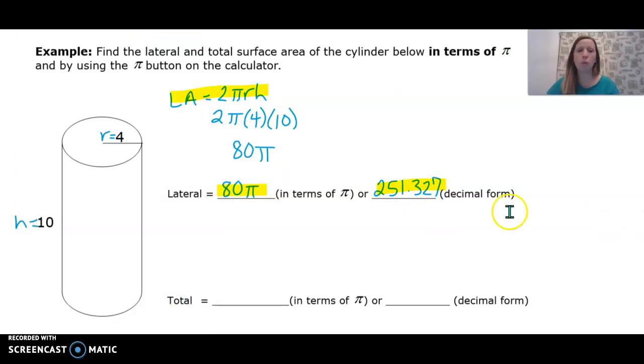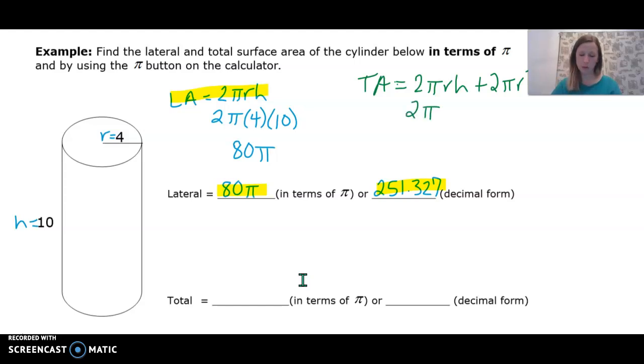Now, in order to find total, remember we're trying to add on the bases. What we just found was the area of all of this along the sides, but the top and bottom, the circular bases, have not been added on yet. So let's do that next. Total surface area. Remember, it starts out the same, 2 pi RH, plus you're adding those bases, which is 2 pi r squared. So let's plug in those things that we know. The radius is 4, the height is 10, and we have to plug in the radius again here.